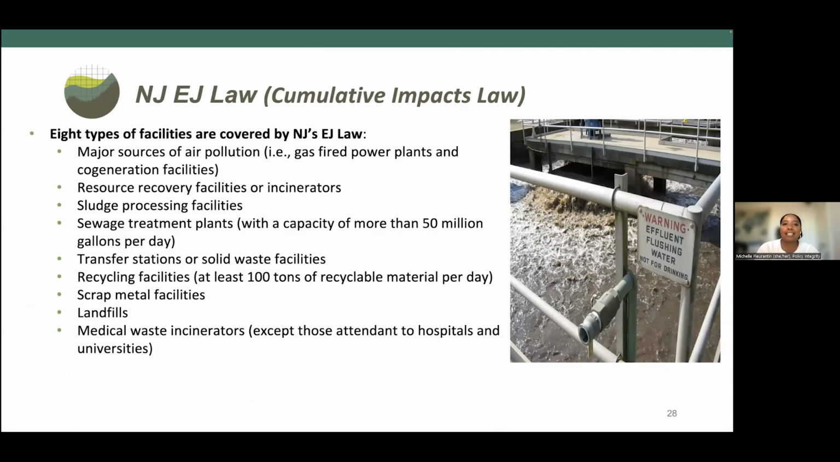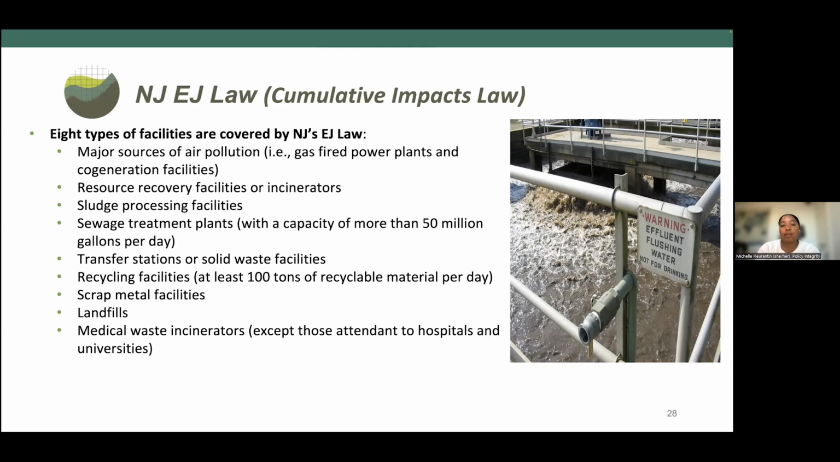So there's also 8 types of facilities that are covered by this environmental justice law. I won't go through every one in detail, but just to name a few, major sources of air pollution are covered by this law, as well as sludge processing facilities, sewage treatment plants, landfills, scrap metal facilities.